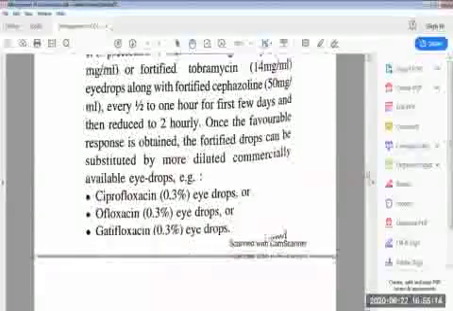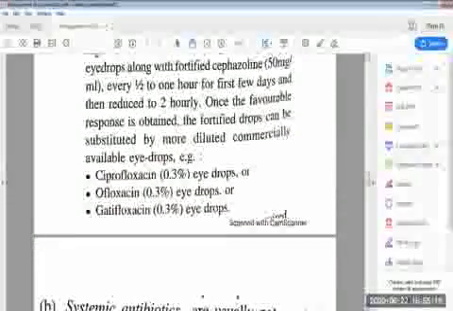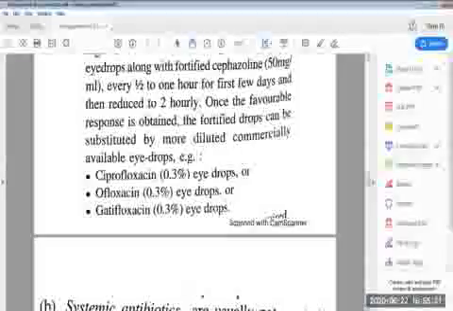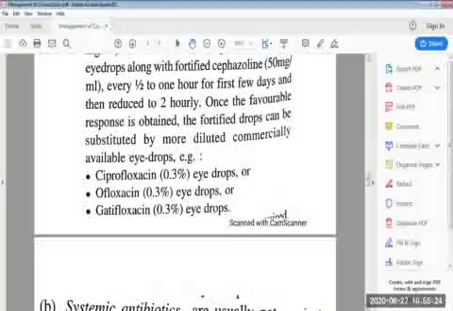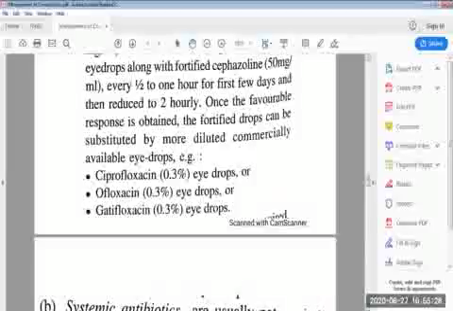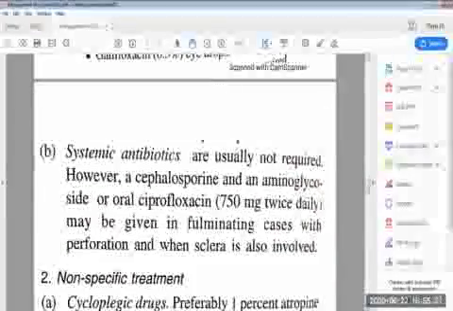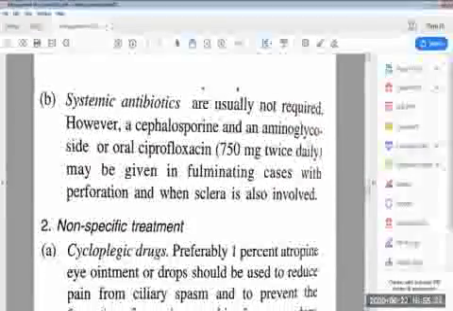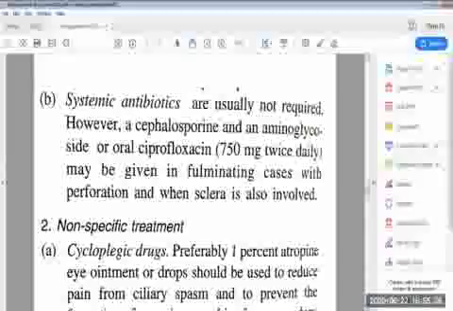Once the favorable response is obtained, the fortified drops can be substituted by more diluted commercially available eye drops like ciprofloxacin eye drops, or ofloxacin eye drops, or gatifloxacin eye drops. Then systemic antibiotics, these are usually not required. However, a cephalosporin and aminoglycoside or oral ciprofloxacin 750 milligram twice daily may be given in fulminating cases with perforation and when sclera is also involved.